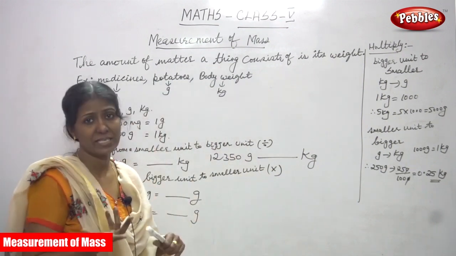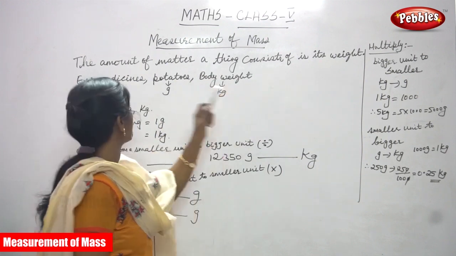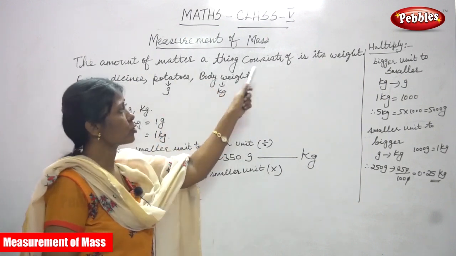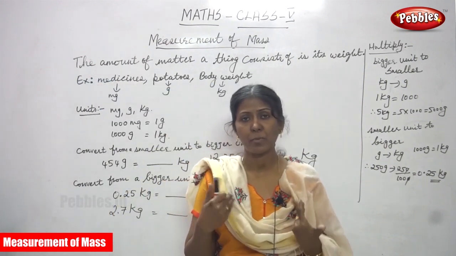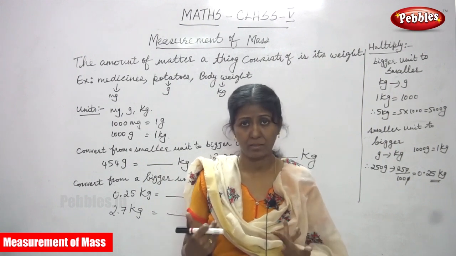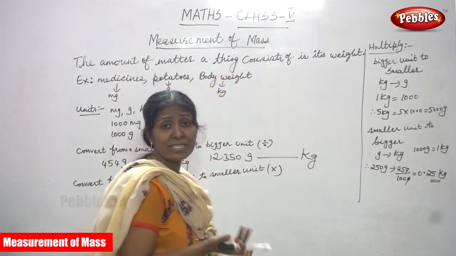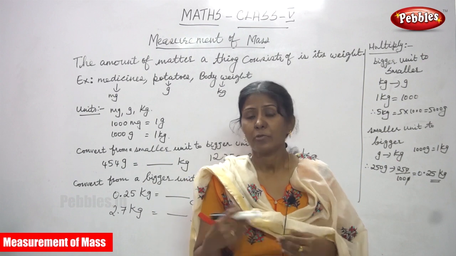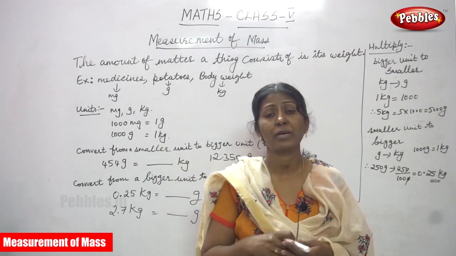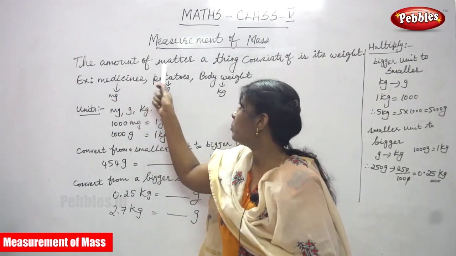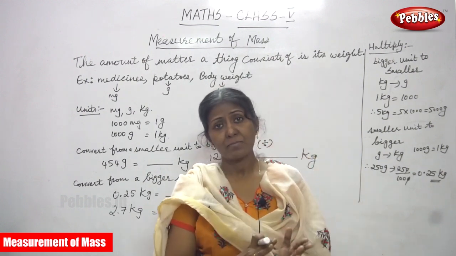Mass is nothing but weight, okay? That is called the amount of matter a thing consists of, its weight. For example, our body weight, we can call it matter, the amount of matter of a thing. So a thing, for example our body weight, is 56 kilo, 55 kilo, 35 kilo. This is all the weight of the body. That is what they give: the amount of matter a thing consists of is its weight. So that is mass, that means weight.